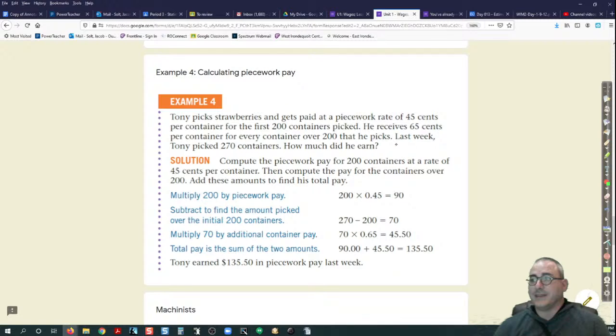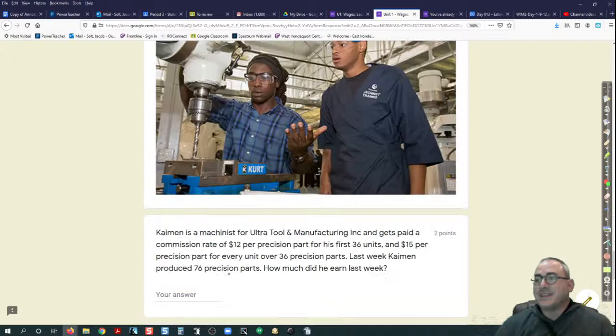All right, here are 2 machinists in a machine shop. Kaiman is a machinist for Ultra Tool and Manufacturing Incorporated and gets paid a commission rate of $12 per precision part for his first 36 units and $15 per precision part for every unit over 36 precision parts. A little bit of a tongue twister. Last week, Kaiman produced 76 precision parts. How much did he earn last week?